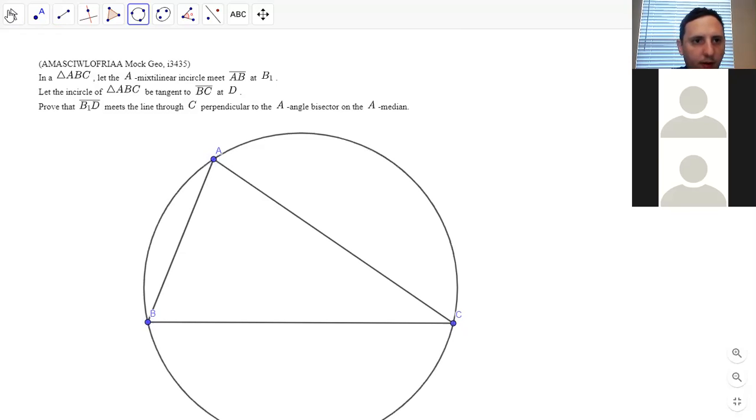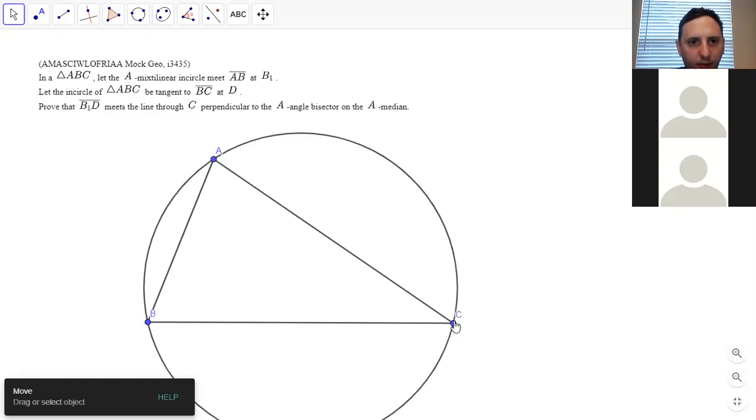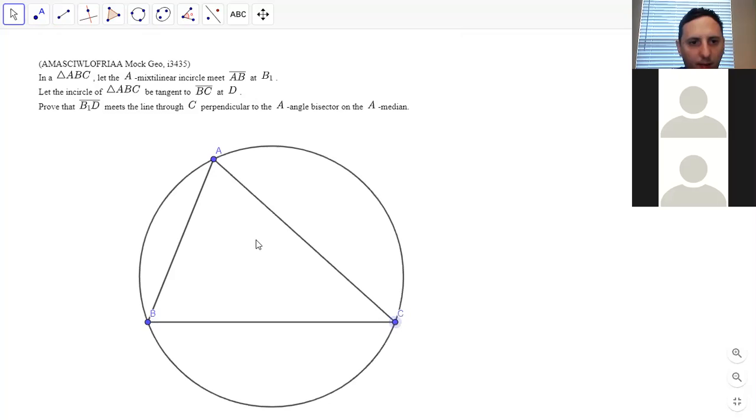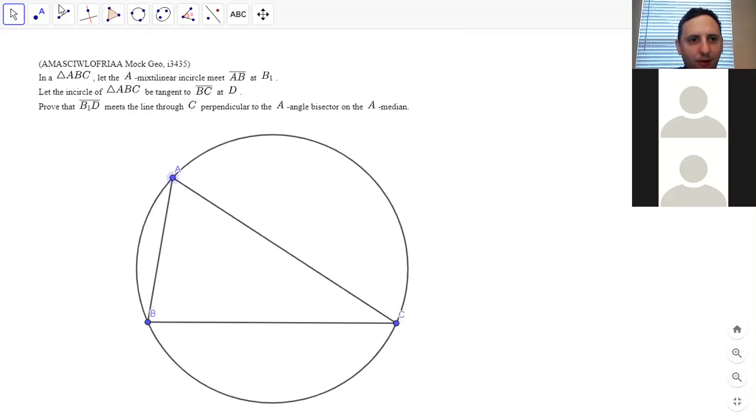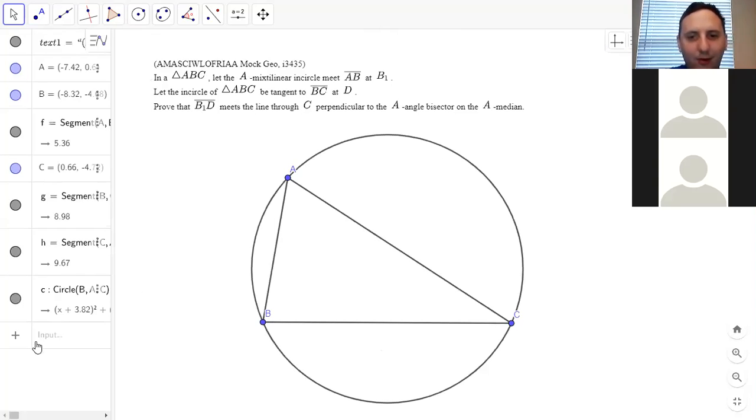So let's draw the A mixtilinear incircle. I wish there was a fast way to draw it, but I'll draw the incircle and do it the usual way. Oh, you solved this one? Okay. So Serdar, if you did this contest, let's see if we can solve it without Menelaus.